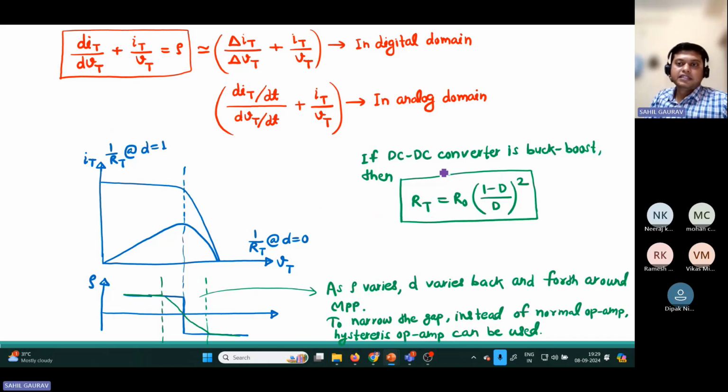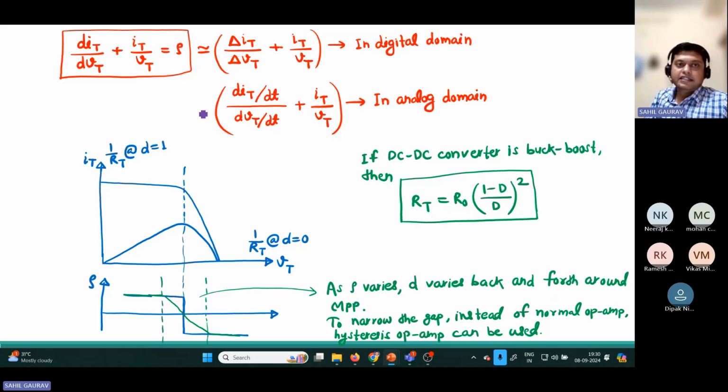Now we are assuming there is some DC-DC converter, that is, a buck-boost converter. The relation between input and output resistance is R equal to R naught into ((1 minus D) upon D) squared. We know that for a buck-boost converter, whatever load line crosses this whole IV curve, we can implement the MPPT for this whole IV curve. At duty ratio 0, this will be along the voltage axis, and when the duty ratio is 1, this is along the y axis.